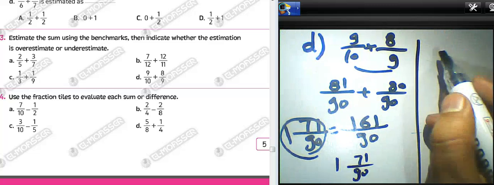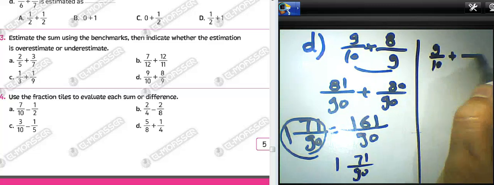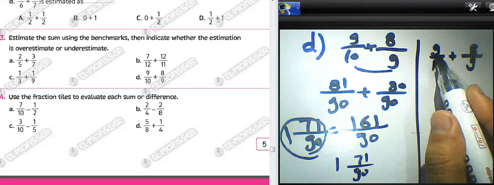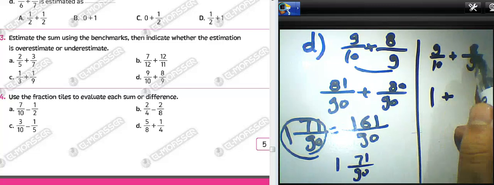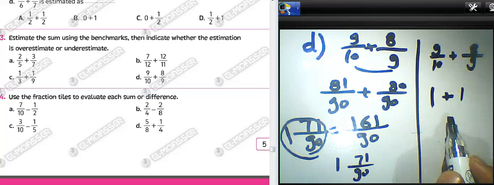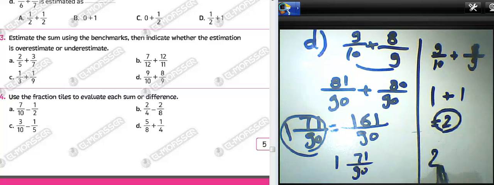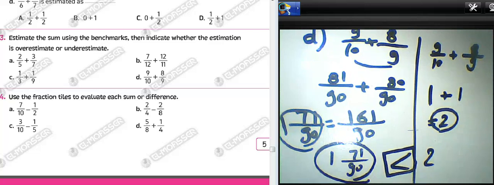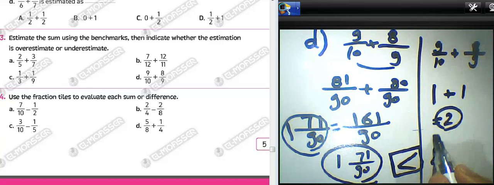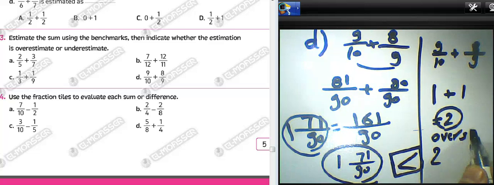Okay, now I will find the estimation here. 9 over 10 is nearest to 1, and 8 over 9 is nearest to 1. Okay, 1 plus 1 equals 2. So the estimation here, 2, is greater than the actual number. So this estimation is an overestimate. We can write what? Overestimate.